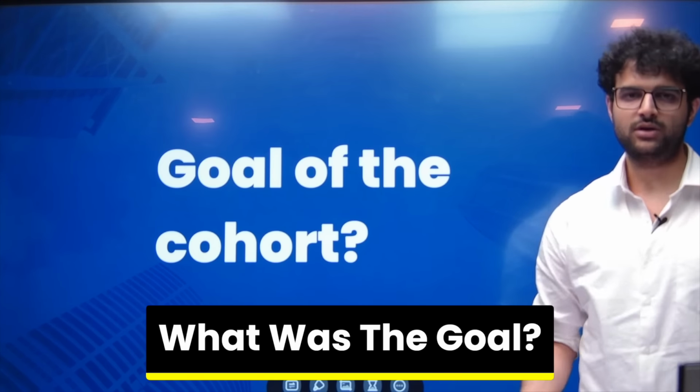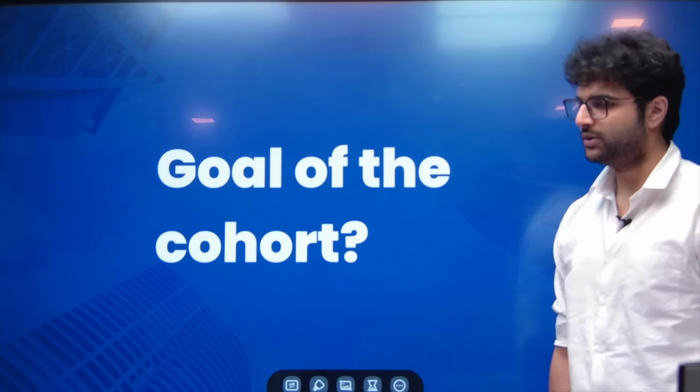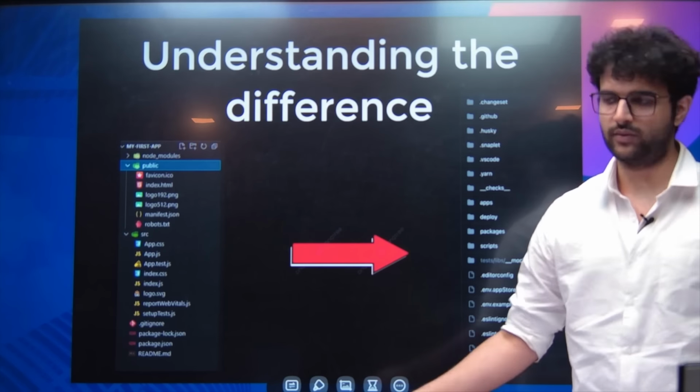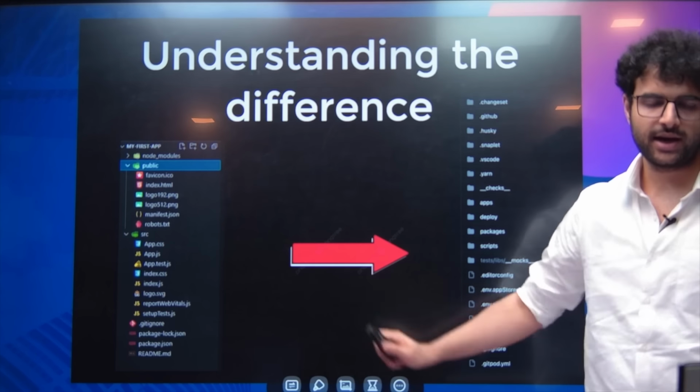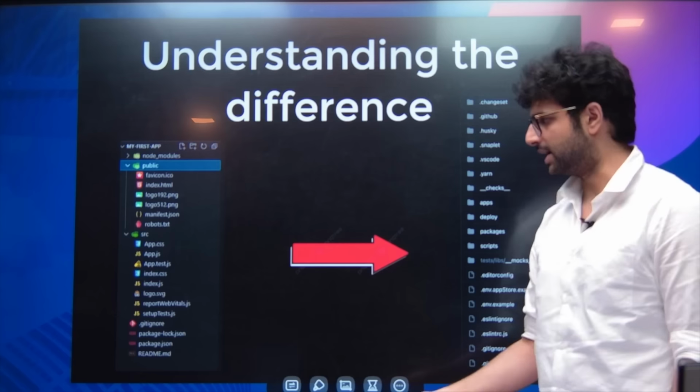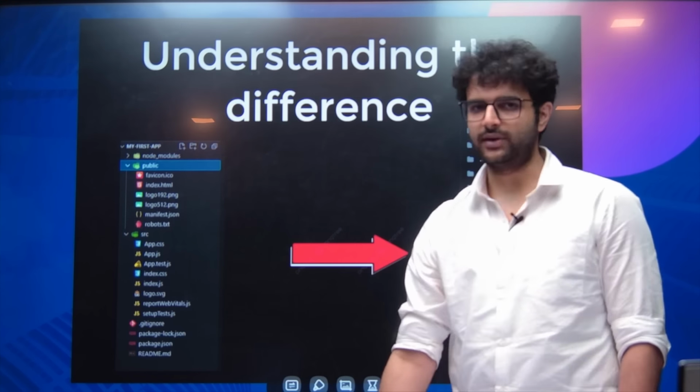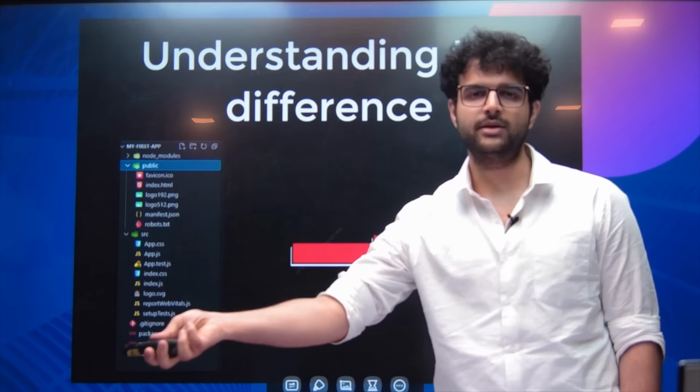So what was the goal of the cohort? The high level goal was, when you look at an open source project, it's very overwhelming. The thing that you see on the left is a very simple React project. It might be very easy for you to look at it, understand it. It has a top level app.jsx file. Whenever you create your own React project, it's fairly simple.